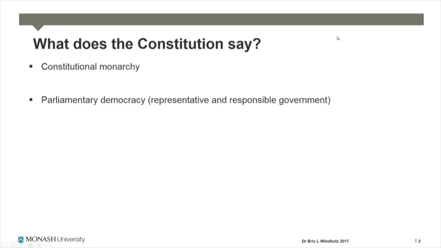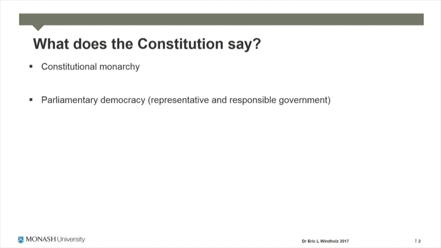Second, the Constitution establishes Australia as a parliamentary democracy. We will study what this means in more detail later in the unit. For present purposes, it suffices to note that Australia operates under a system of representative and responsible government. Representative government is a democratic form of government in which those with the power to govern are elected by the people on whose behalf they govern.